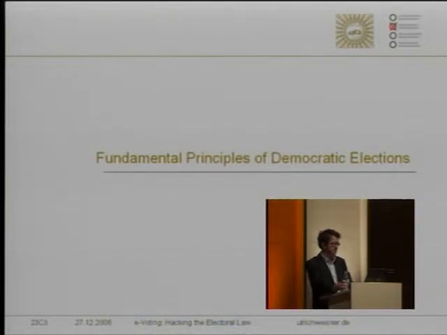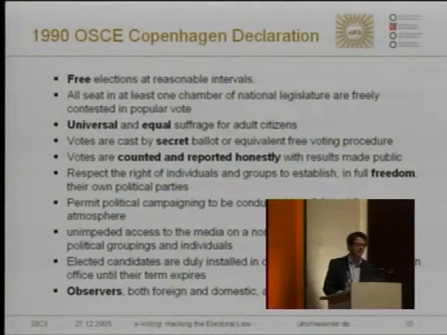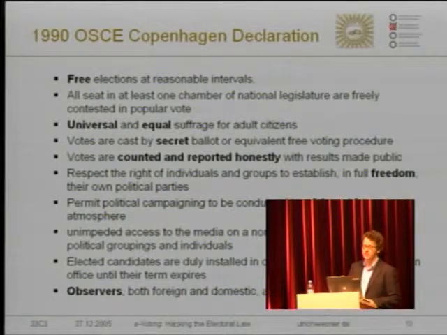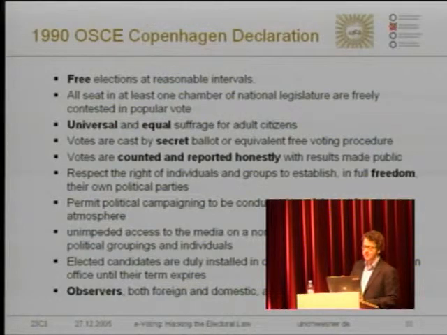Election principles. The OSCE Copenhagen Declaration lists a long list of requirements for democratic elections. It says elections have to be free at reasonable intervals. At least one chamber, all seats in one chamber, have to be freely elected. The elections need to be universal and equal. Votes need to be cast secret. Votes need to be counted honestly. And there needs to be a fair and free atmosphere for the political parties. And you need to allow observers.